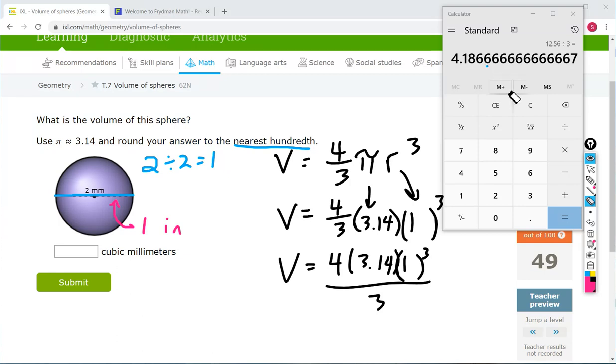So here is our rounding digit, and here is our decision digit. So that's a 6, which means this should get bumped up by 1. So that'll be 4.19.